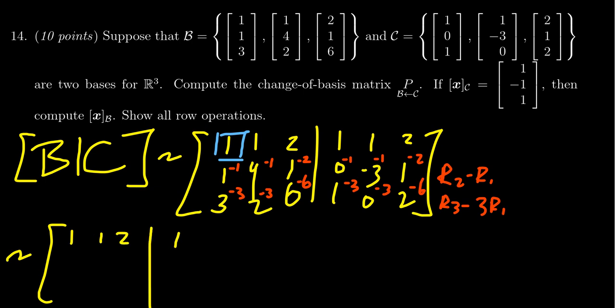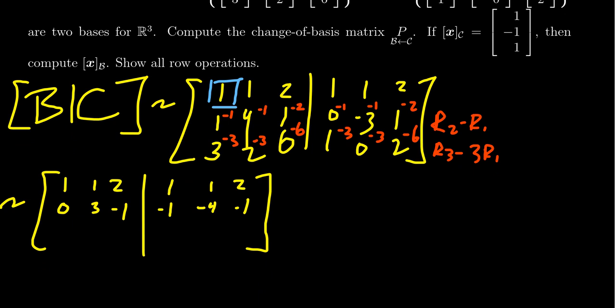And so then recording what we discovered from those row reductions, the first row stays the same: 1, 1, 2, 1, 1, 2. Then for the next row, we're going to get 0, 3, negative 1, negative 1, negative 4, and negative 1. For the third row, we end up with 0, negative 1, 0, that's a 0 there, negative 2, negative 3, and negative 4. All right.